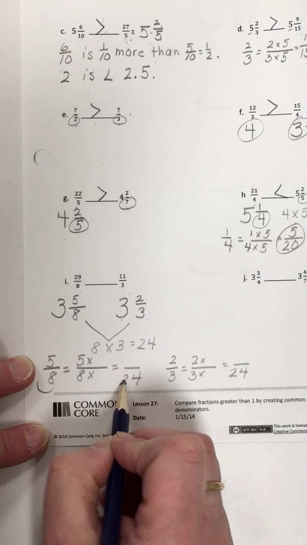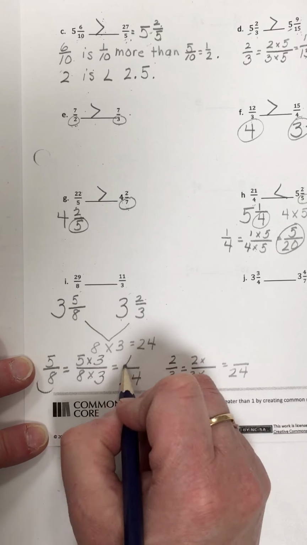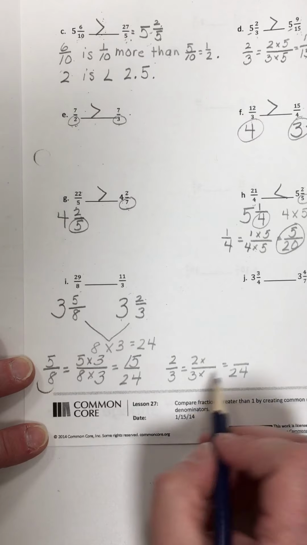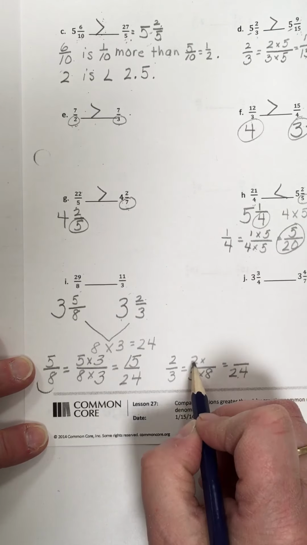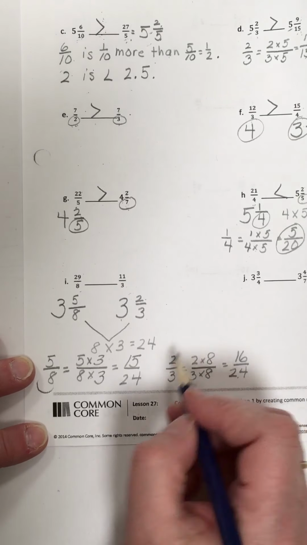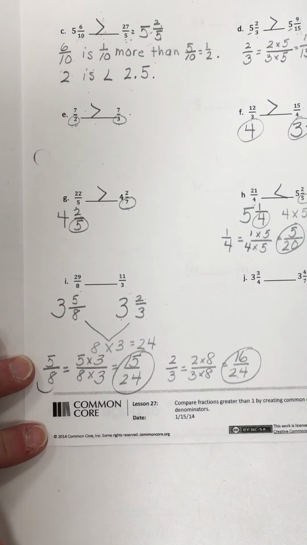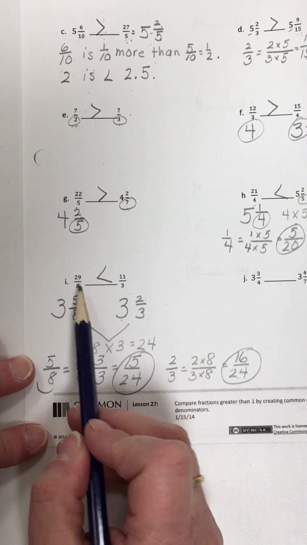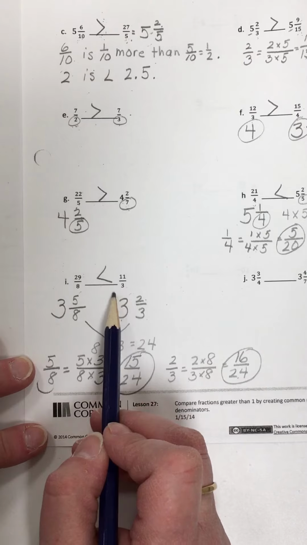Eight times what is 24? 3. 5 times 3 is 15. 3 times 8 is 24. 2 times 8 is 16. Now I'm comparing 15/24 to 16/24. Which one's greater? 16/24. Therefore, 29/8 is less than 11/3.